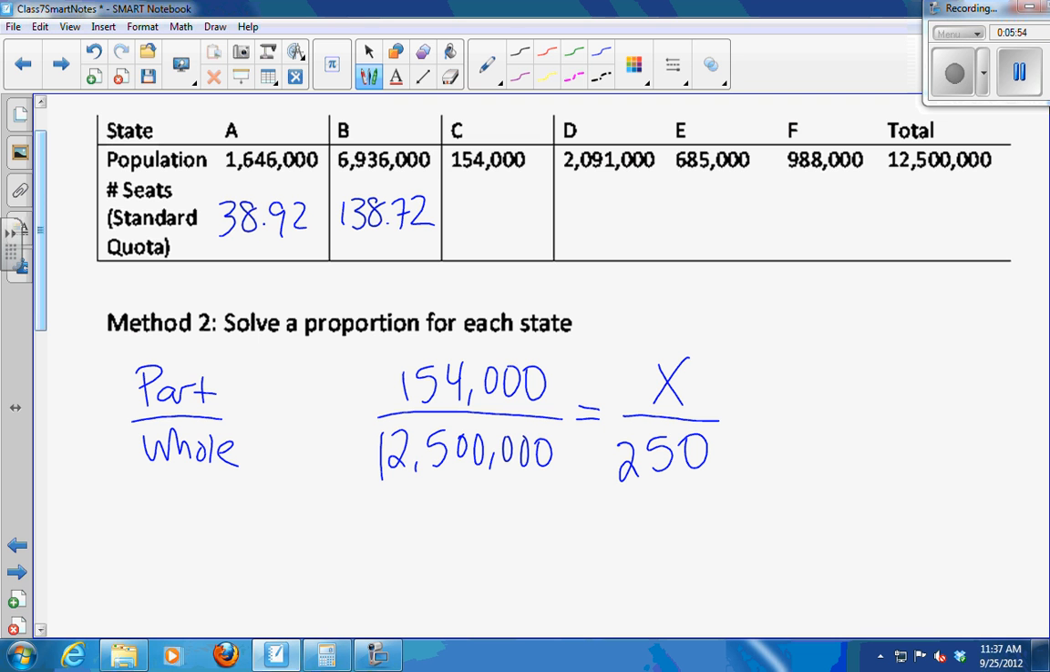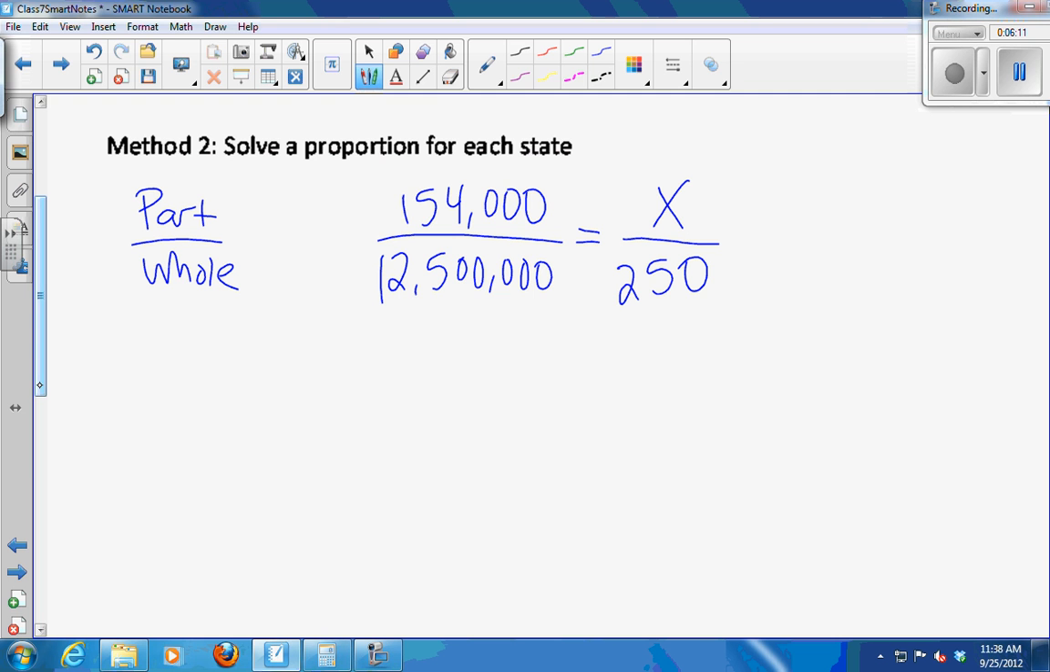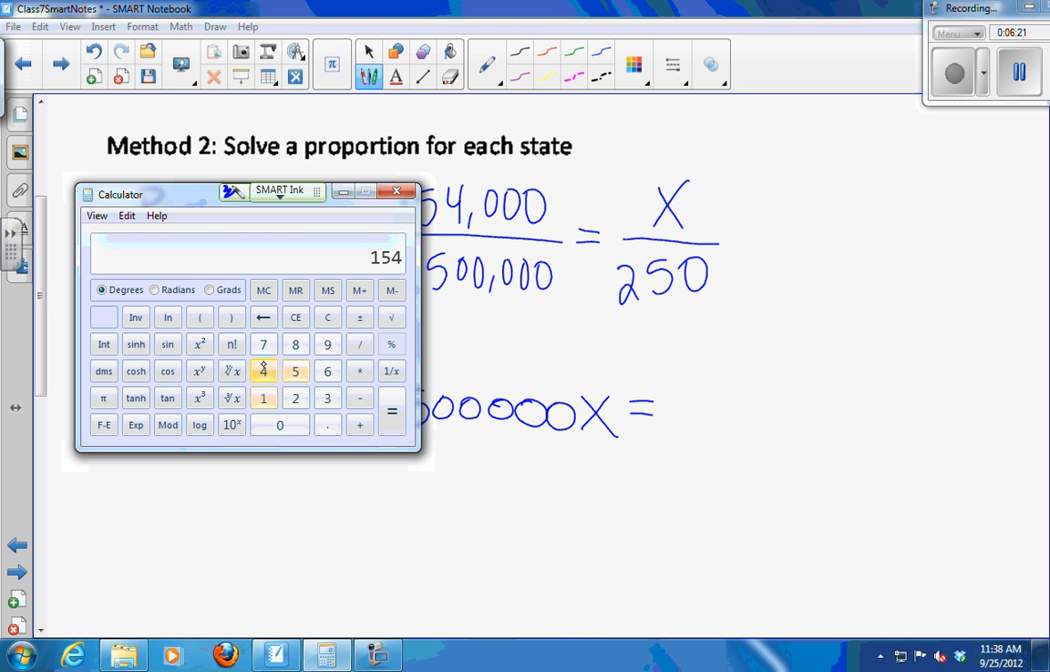And then you can cross multiply. So we do part to whole, part to whole. Part of the population to the whole population, part of the Congress to the whole Congress. So once you have a fraction equal to a fraction, you can cross multiply. So I have 12,500,000 x equals 154,000 times 250, and I get 38,500,000.